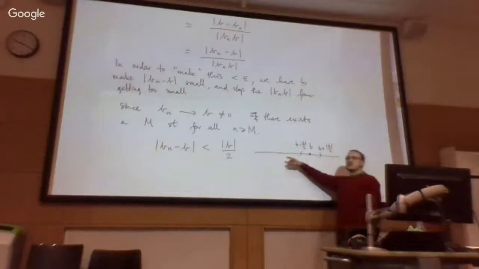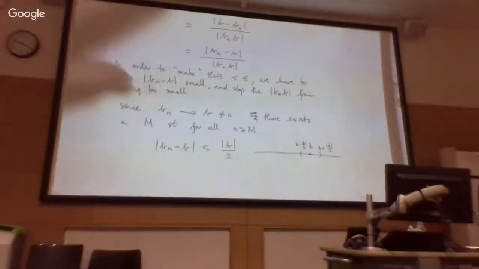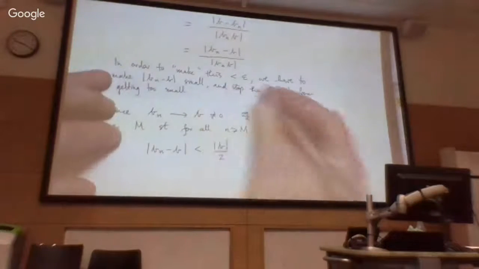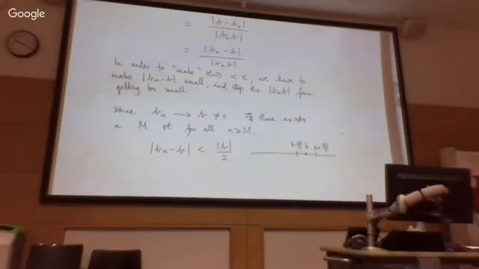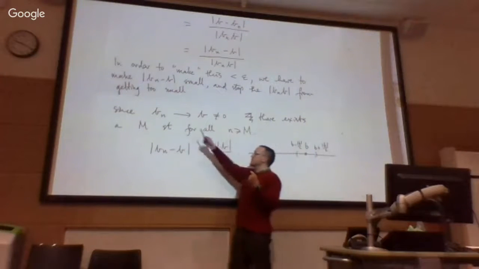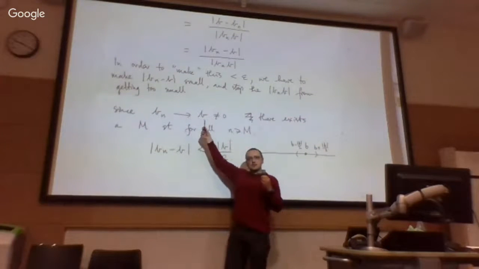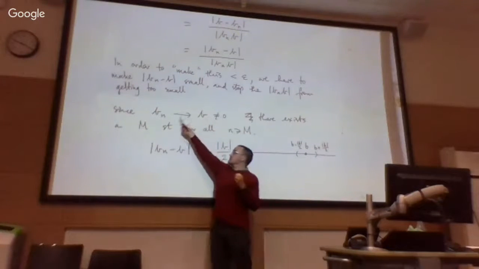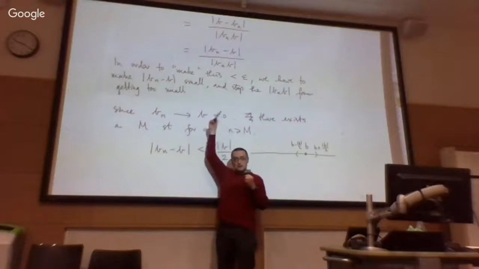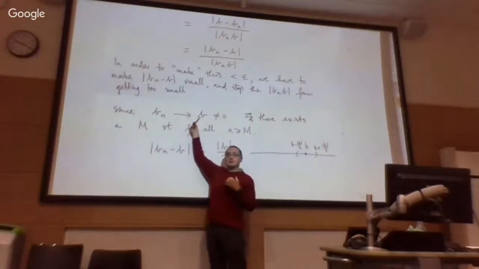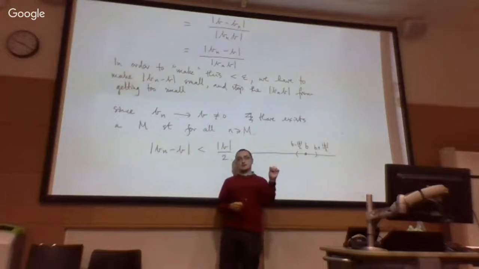Now why have I chosen absolute value of b over 2? Is everybody okay with doing that? Anything you're uncertain about? Where is the N coming from? The N is coming from the definition of convergence for bn converges to b. Remember, that's an assumption that we're making, where we are told at the beginning that bn converges to b.